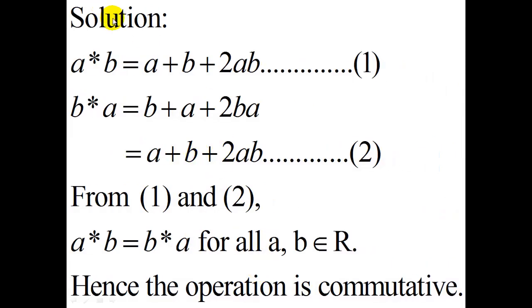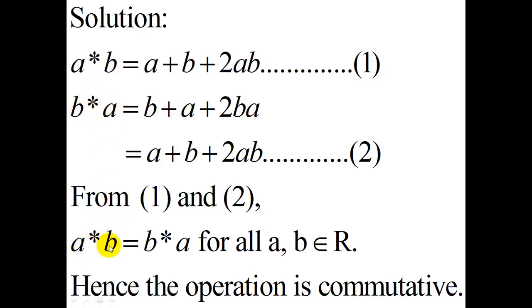Now solution. From the rule, A operated on B is equal to A plus B plus 2AB. Let this be our equation 1. Now B operated on A will be equal to B plus A plus 2BA. But because addition is commutative, it means that B plus A can be written as A plus B. Multiplication is also commutative. It means that BA is equal to AB. Now let this be our equation 2. When we compare the two equations, we can see that equation 1 is equal to equation 2, which implies that A operated on B is equal to B operated on A.